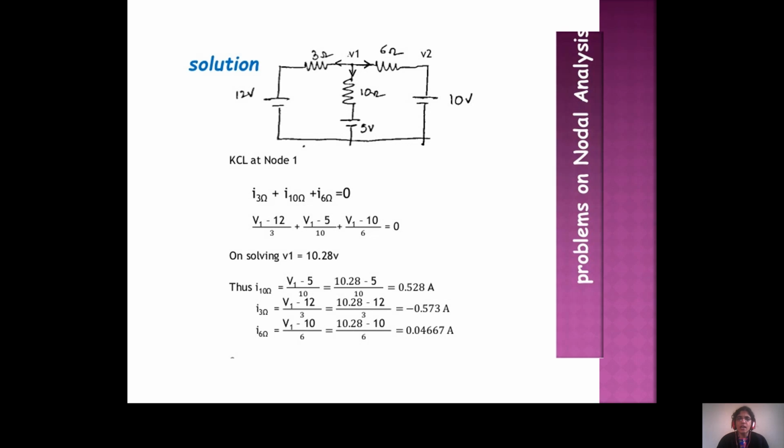So that's how you find the currents. To find the I3 current, it is V1 minus 12 by 3. The V1 value we already know, that is 10.28 minus 12 by 3, which is minus 0.573. Like that, 10.28 minus 5 by 10 is 0.528. Next, 10.28 minus 10 by 6 is 0.046667. Like that you have to solve the currents.